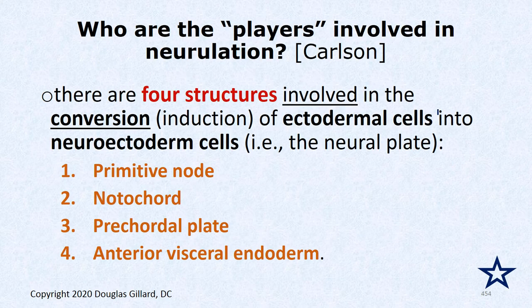Who are the players involved in this neurulation? We already kind of said who they are. It's the primitive node, the notochord, the precordial plate, and the AVE cells, the anterior visceral endoderm cells. They all have a hand in the process of neurulation.